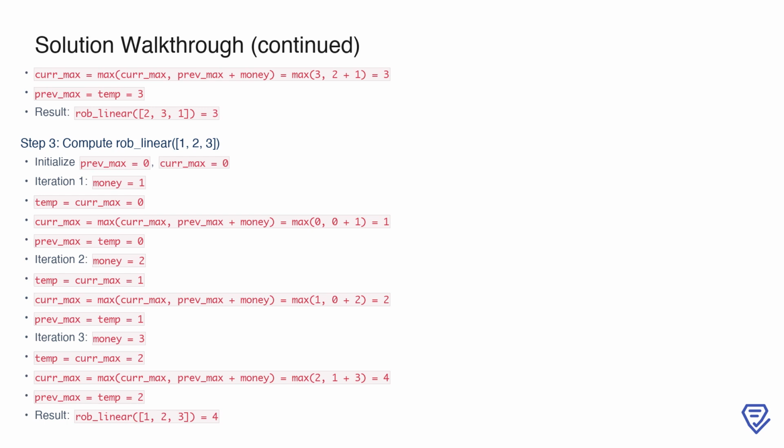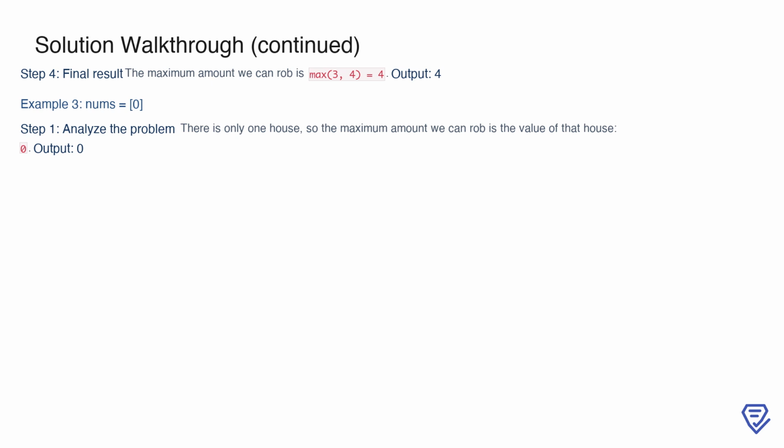Finally, we calculate the overall maximum by taking max(3, 4), which gives us 4. Therefore, the output for this example is 4. In the final example, the input is 0, which means there is only one house with a value of 0. Since there are no other houses to consider, the maximum amount we can rob is simply the value of this single house, which is 0. Thus, the output for this example is 0.